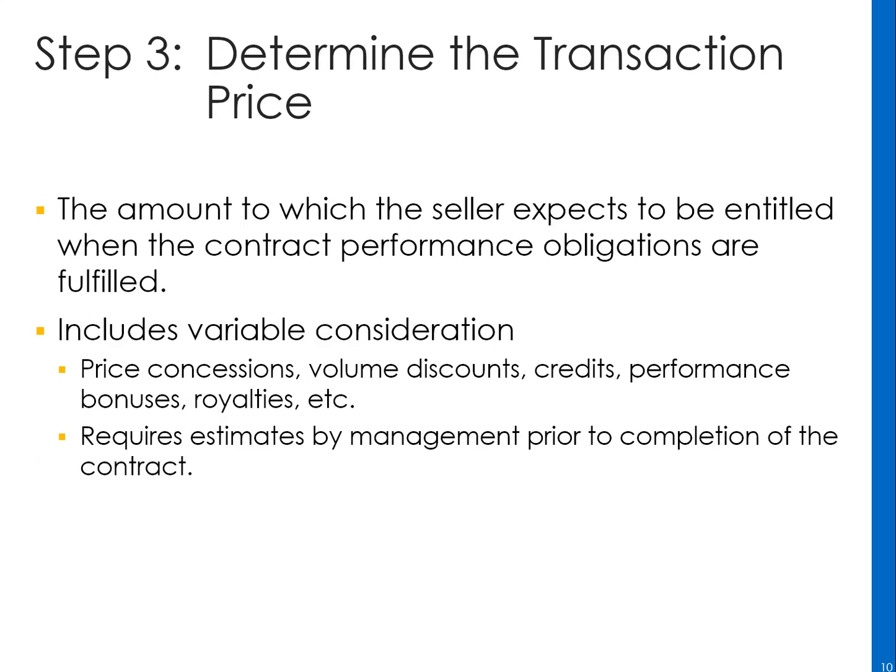Step 3 is to determine the transaction price. It is the amount to which the seller expects to be entitled when those performance obligations are fulfilled. In this case, we allow for variable considerations. The transaction price will be affected by, for example, price concessions, volume discount, credit, performance bonuses, these kinds of things, and requires estimate by management prior to completion of the contract.